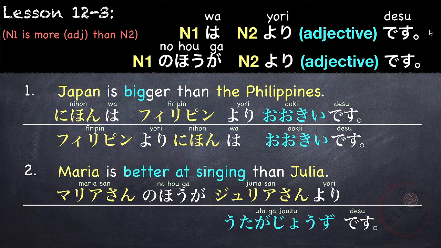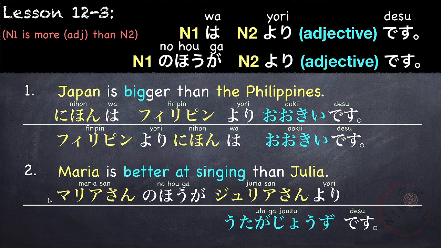So what's the difference between N1 wa N2 yori and N1 no hou ga N2 yori? Let's take a look again at our first example. Nihon wa Philippine yori ookii desu. The speaker is explaining how big Japan is, and he or she is using the Philippines as a basis or point of comparison. Like, well, Japan is bigger than the Philippines. Nihon wa Philippine yori ookii desu.